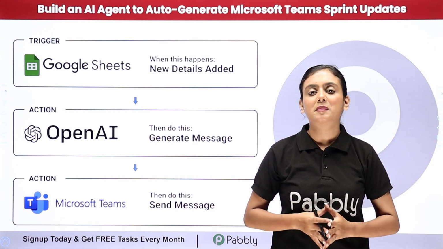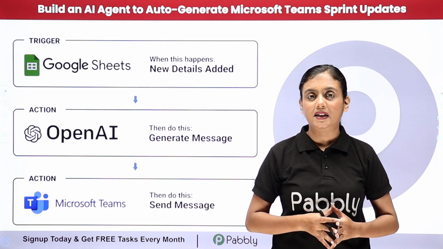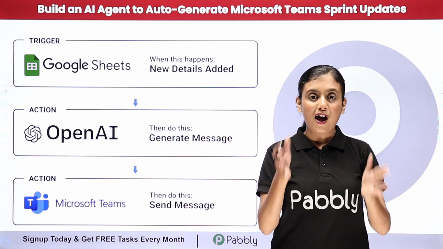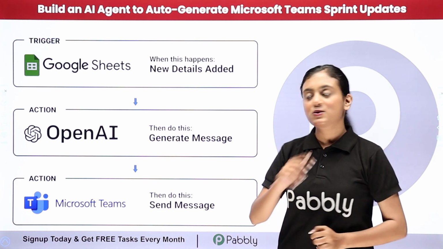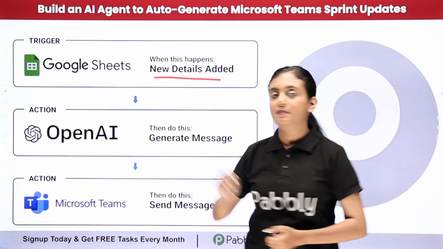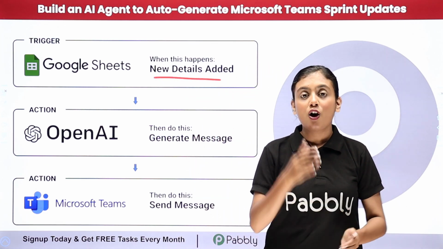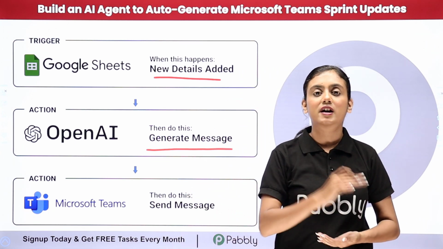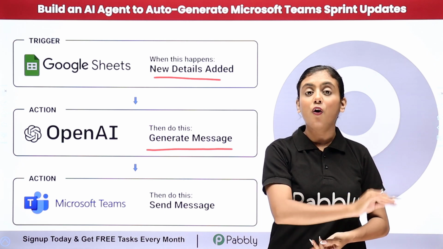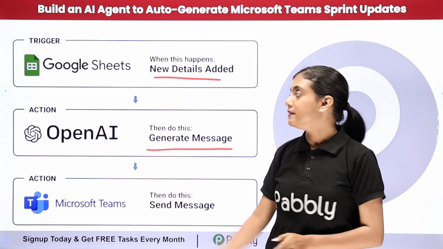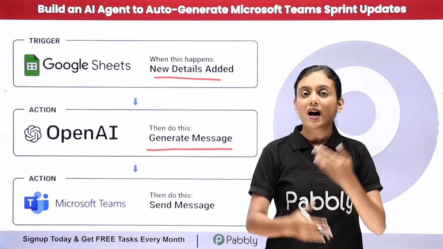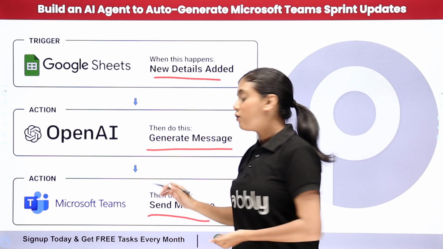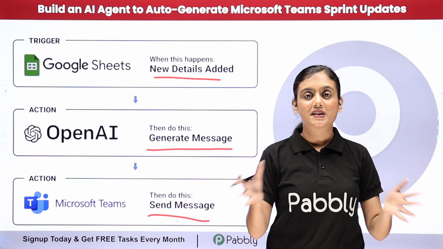So to solve this problem, I have created an AI agent using Pabbly Connect without the need of any coding and programming skills. Yes. So how this AI agent works is that as soon as I add the new update in my Google Sheets of my sprint task, automatically an AI agent is going to generate the message that I'm going to share with my Microsoft Teams with all the data of the update that we have entered in our Google Sheets. As soon as the message is generated, it is going to automatically be shared on my Microsoft Teams channel towards my team.